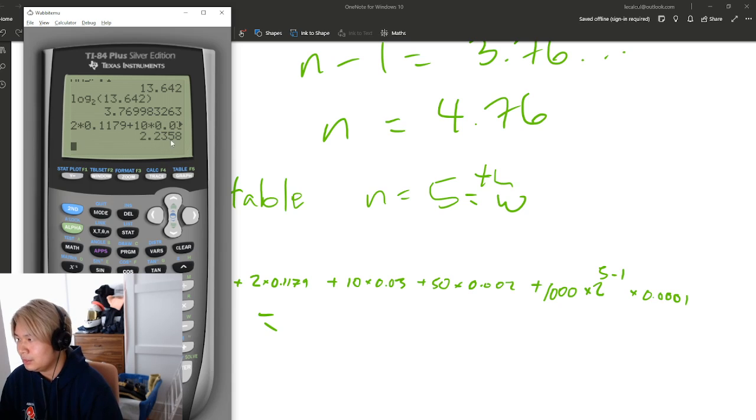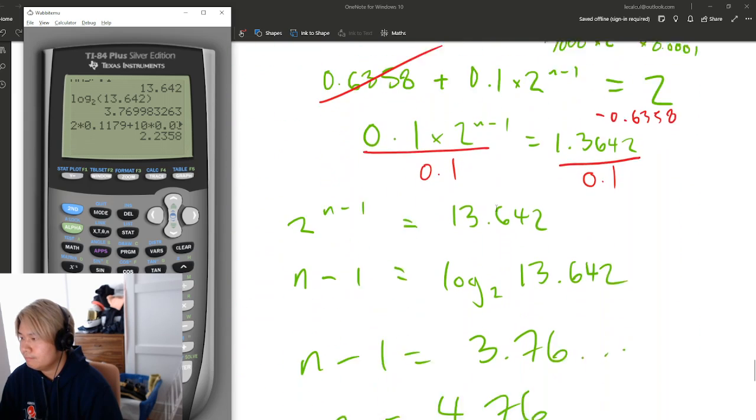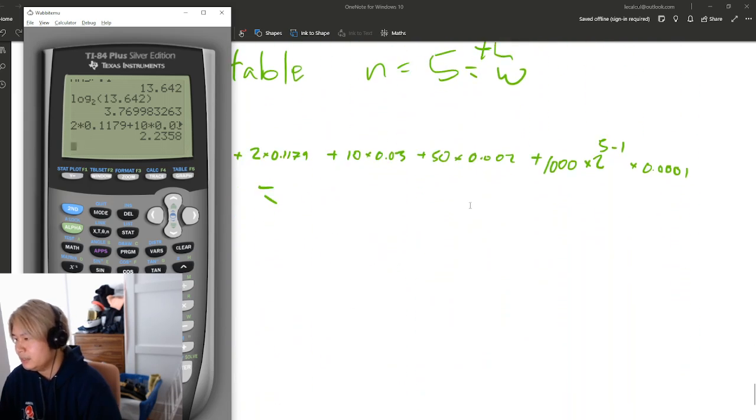Well, 2.2. Should I write the whole thing? I don't know. Yeah, you know what? I'm just gonna write the whole thing. And then if you want to round it to 3 sig figs, then you can round it to 3 sig figs.